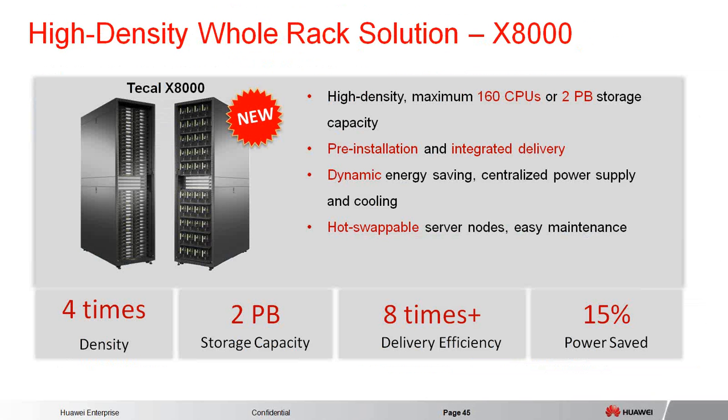So the high density whole rack solution, which is our X8000, is really designed for big compute environments, the ones that do lots of, for example, scientific applications and GMO designs. This is for them. Look, when you have up to 160 CPUs, that means that's really heavy-duty computation. And there's pre-installation, integration, delivery, and dynamic energy saving of up to 15%. Storage is up to 2 petabytes, which is huge, and density is 4 times higher. Power consumption has 15% power saving for this huge implementation.